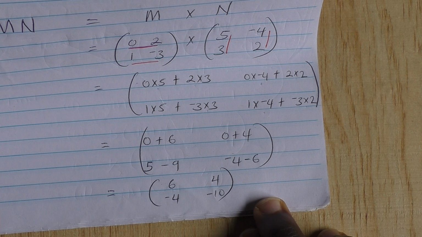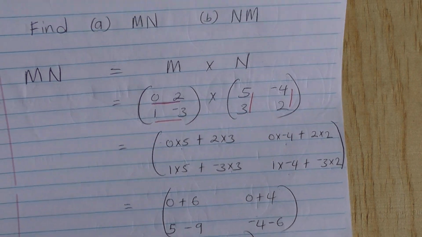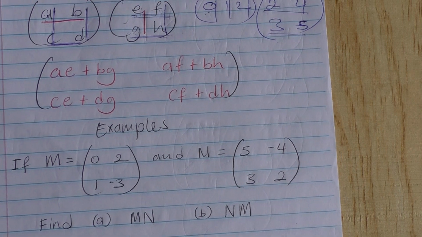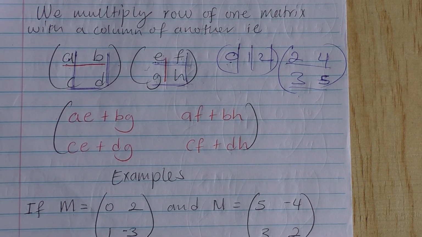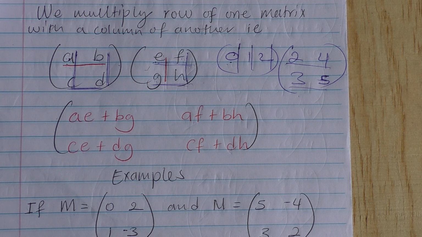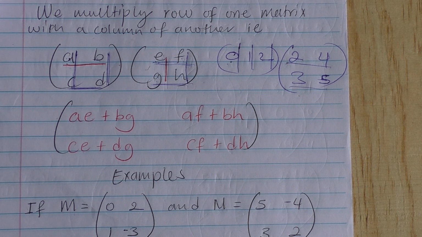So that is how we multiply matrices. The principle is the number of columns in the first matrix should be equal to the number of rows in the second. Otherwise, we meet next time.